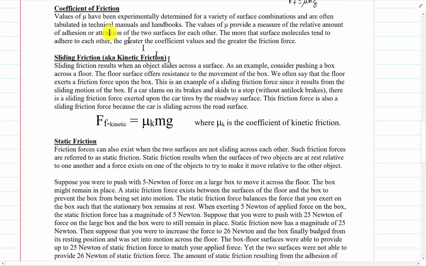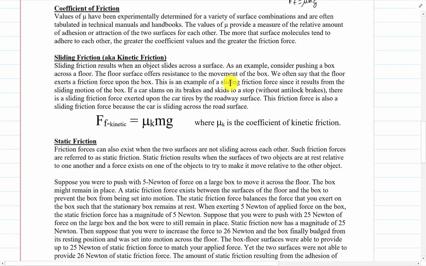The coefficient of friction here, the values of mu, have been experimentally determined. We can't just scientifically look at it and say, that's it. We have to actually measure them, and they're tabulated and put in the handbooks. The more the surface molecules tend to adhere to each other, the greater the coefficient of friction is, and the greater the frictional force.